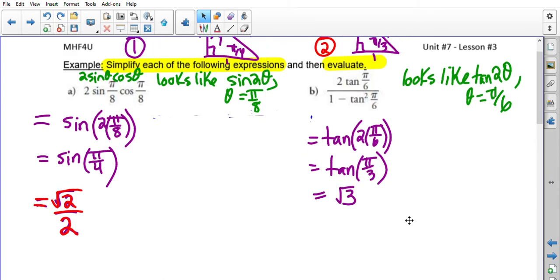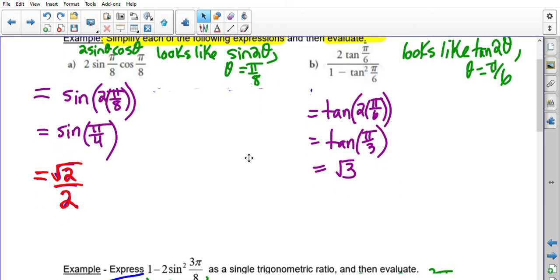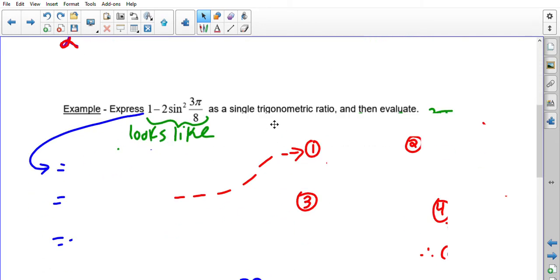And that is how you simplify and evaluate expressions that either look really complicated or that have angle measures we can't use without a calculator, and this is how you do it. All right, let's try the next question.